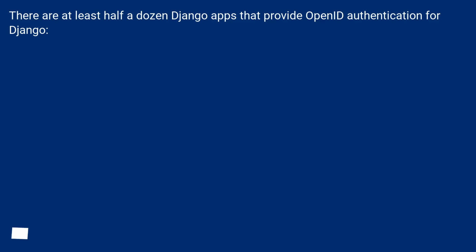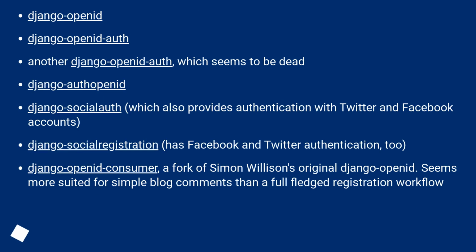There are at least half a dozen Django apps that provide OpenID authentication for Django. Django OpenID, Django OpenID Auth, another Django OpenID Auth, which seems to be dead, Django AuthID, Django Social Auth, which also provides authentication with Twitter and Facebook accounts. Django Social Registration has Facebook and Twitter authentication.